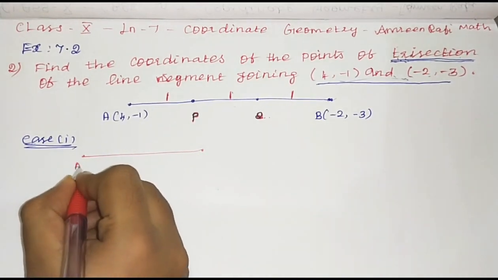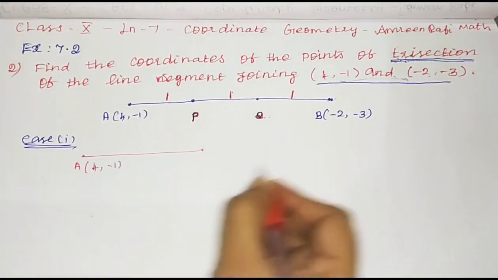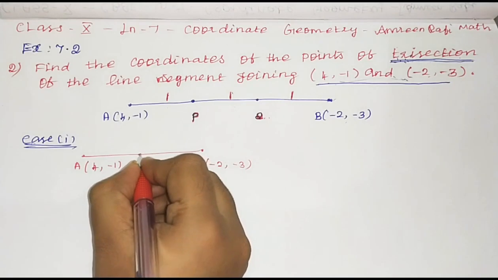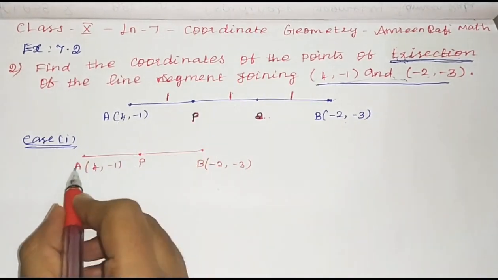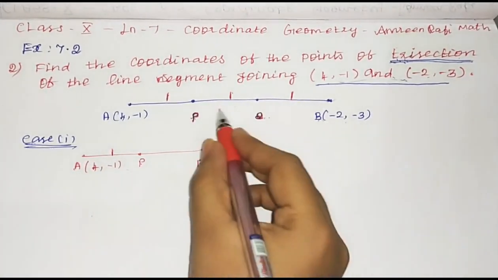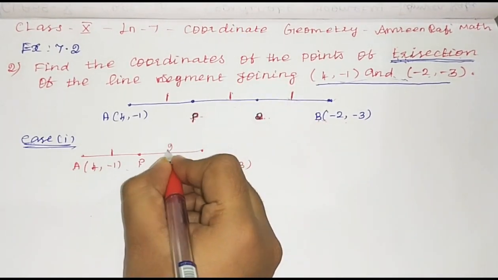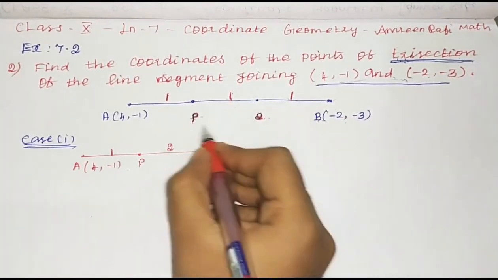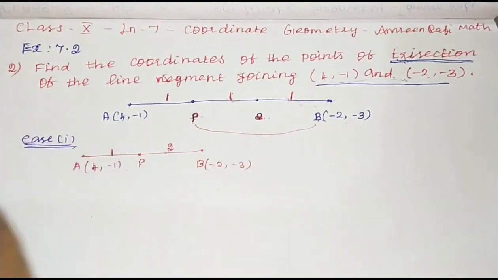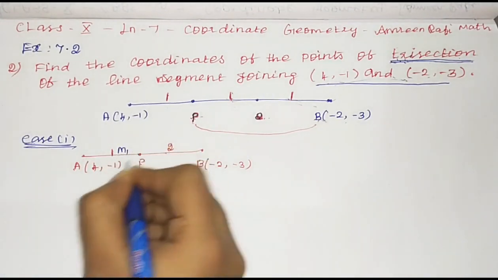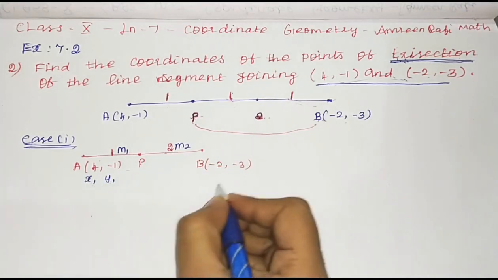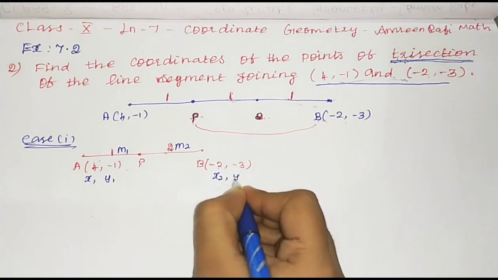So one point is A, the coordinate point is 4, minus 1. Another point is B, the coordinate point is minus 2, minus 3. I consider P alone. The ratio is A to P is 1 and P to B is 1 plus 1. So we have to write 2. Don't write 1 for P to B. The distance P to B means 1 you have to add. So 1 plus 1, 2. Now in the m1 place we can consider 1 and in the m2 place we can consider 2. This point I consider x1, y1. This point we can consider x2, y2.